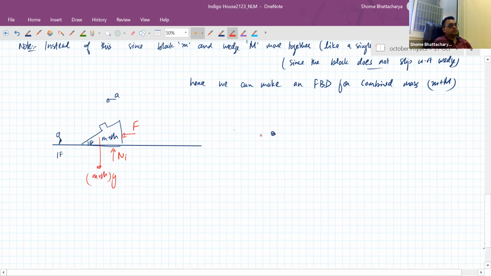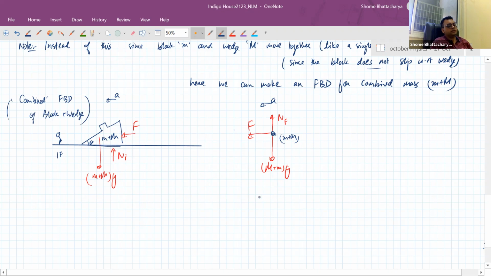Now you can see that there's only one single horizontal force acting, but now my system is not just capital M, it is capital M plus small m. So it's the total weight, the normal direction of the floor, and this system has an acceleration like this. So this is the combined FBD, the block plus the wedge. So that thing looks much easier to solve. So here we just have the equation that F is equal to (M plus m) A. This can be our third equation.